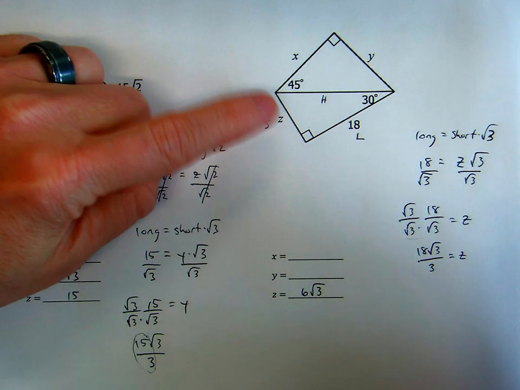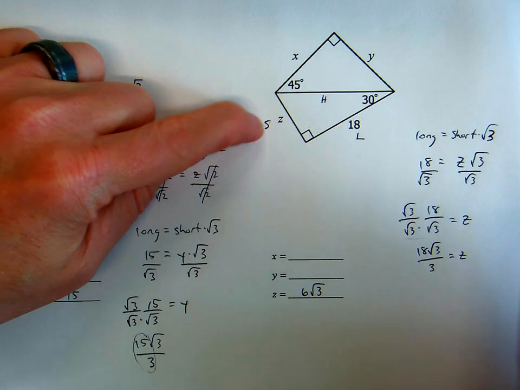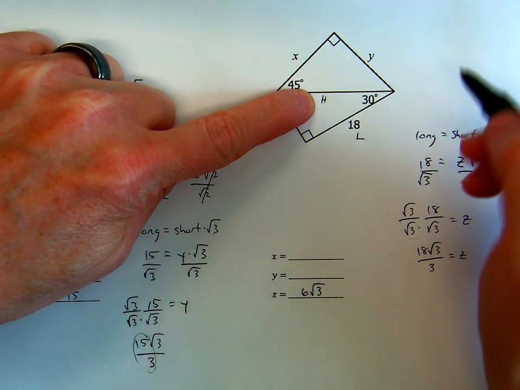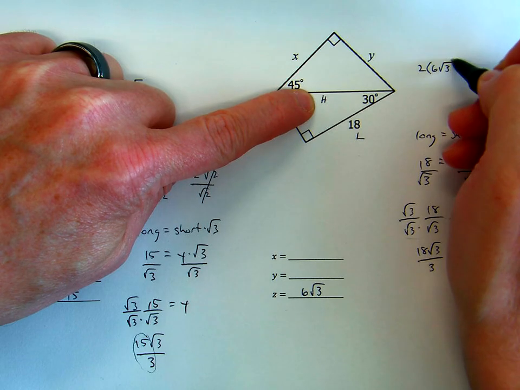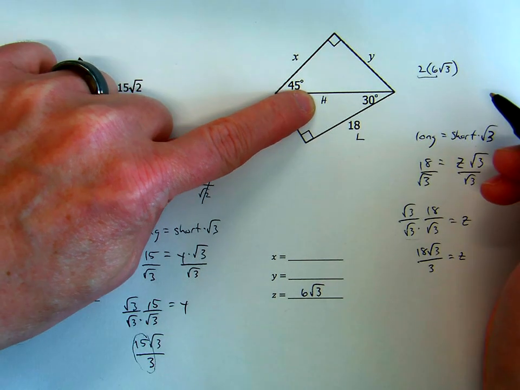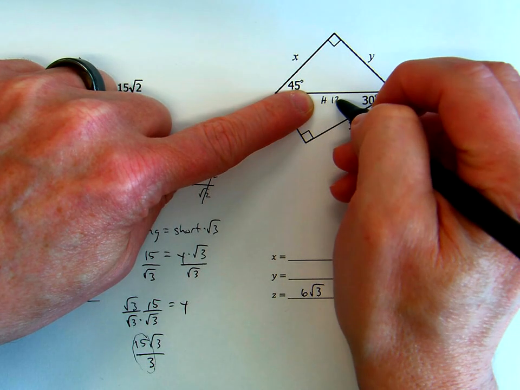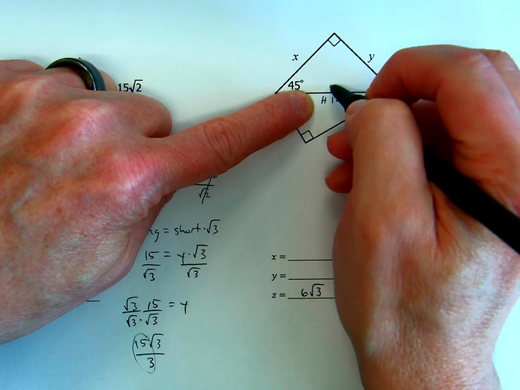Now that's the short side. So the hypotenuse is 2 times that of the short side. So 2 times the short side is 12 square roots of 3, right? Which I'm just going to put right here.